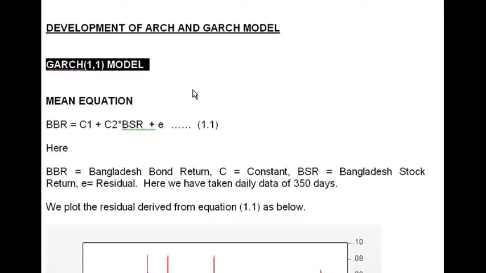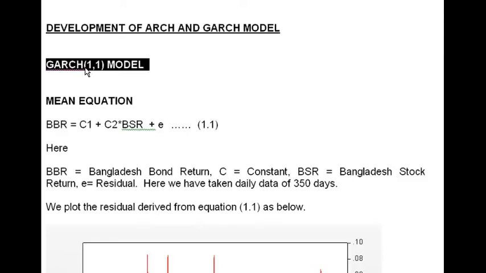Okay. So today we shall develop a GARCH model as below. And here GARCH(1,1) means there is one ARCH term and there is another one GARCH term. So one ARCH and one GARCH. So that is called GARCH(1,1) model, and we shall develop it today.